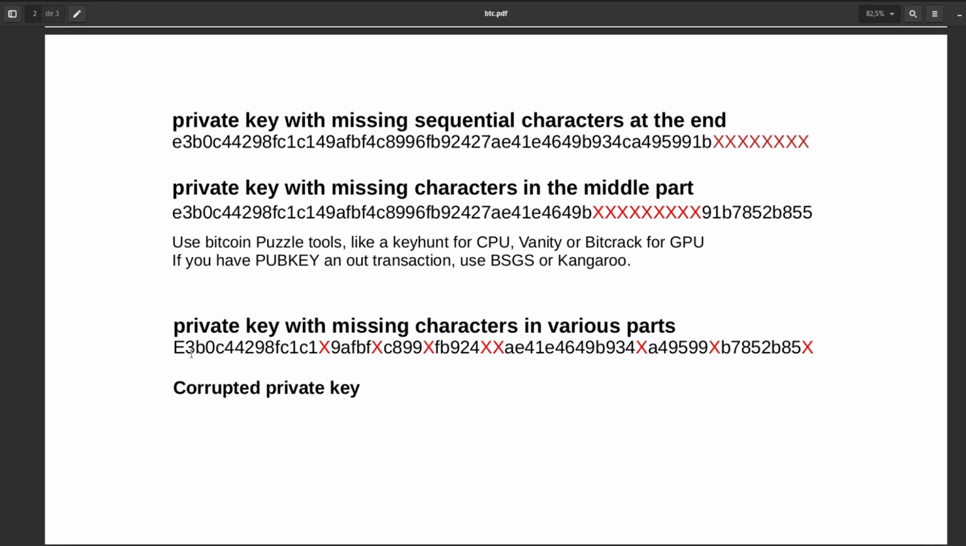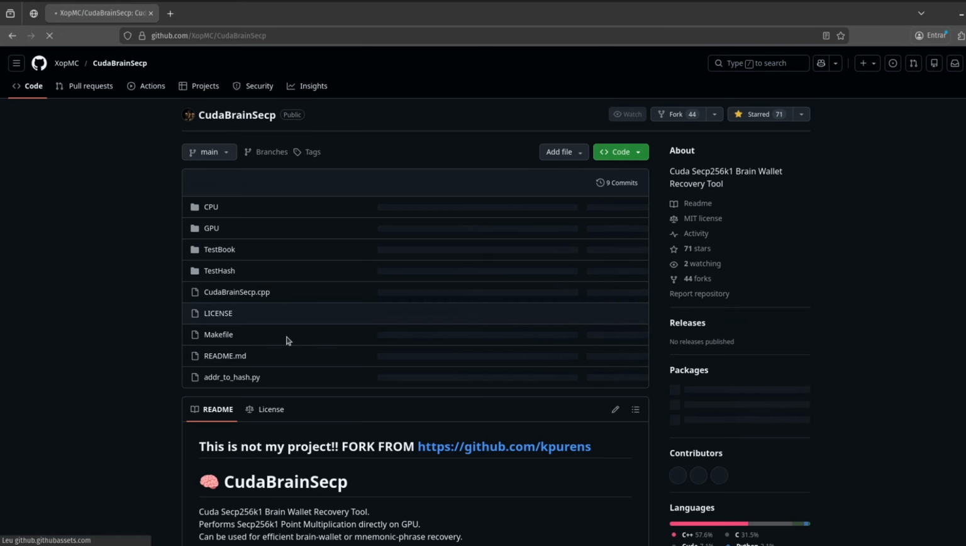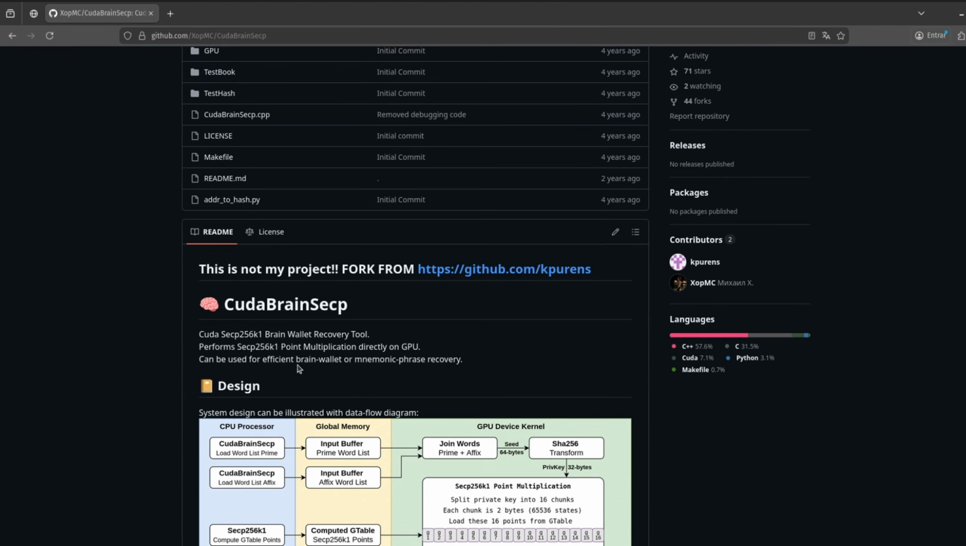Finally, let's move on to the last situation, which is when the private key has its characters corrupted and scattered throughout the key itself. For this specific problem, I developed the Kamuka X tool. It was developed from a fork of CUDA Brain. CUDA Brain is a tool designed for brain wallet resolution.